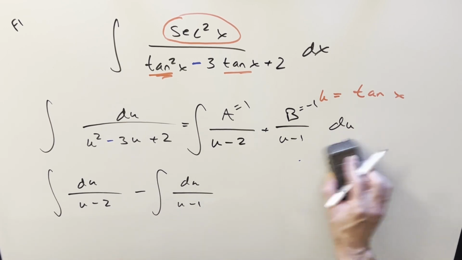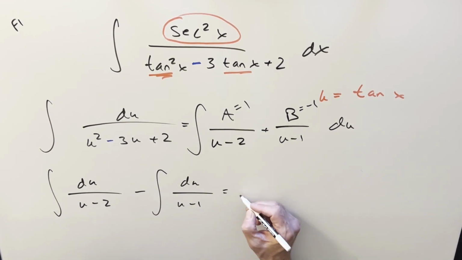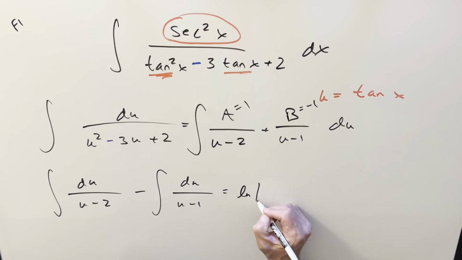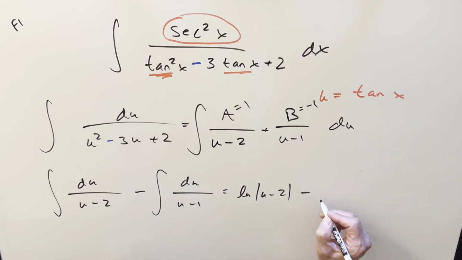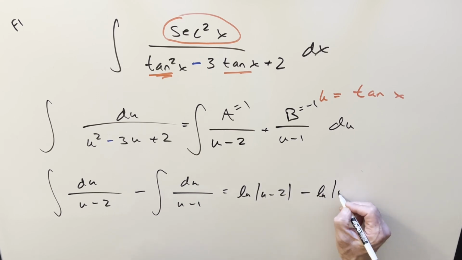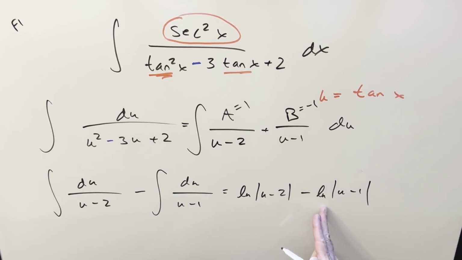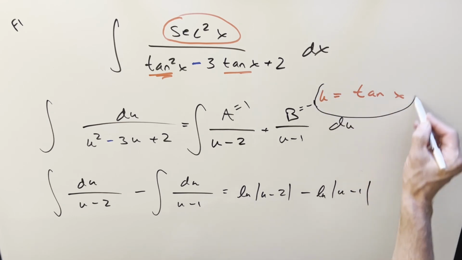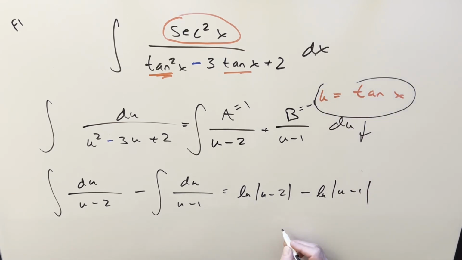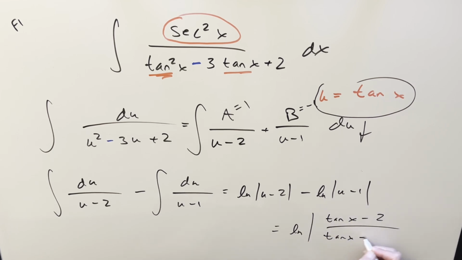Go ahead and integrate. What's going to happen is we get natural log absolute value u minus 2 minus natural log absolute value u minus 1. But now what we can do is we can use log properties, put this together all in one fraction, and we'll back substitute all in one step. So putting it together, for my final solution on it, we just get natural log absolute value tan x minus 2 over tan x minus 1. Add a plus c, and that's it.